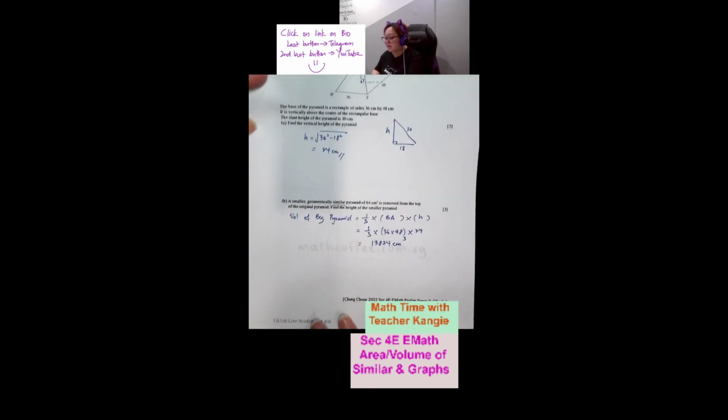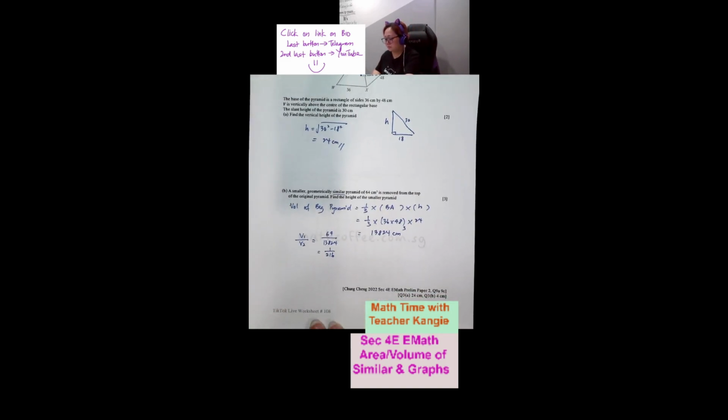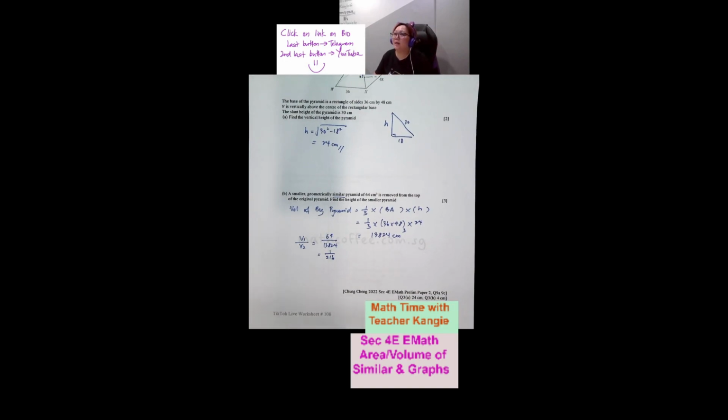So this is the bigger ratio. So now actually I have my V1 over V2 already. My V1 was the one that was removed, 64, then the big one is 13824. If you reduce this to the lowest term, you get 1 out of 216. So remember just now our question is to find the volume ratio, we cube our height ratio or length ratio. Now I have my volume ratio. In order to find my height ratio, I cube root it.